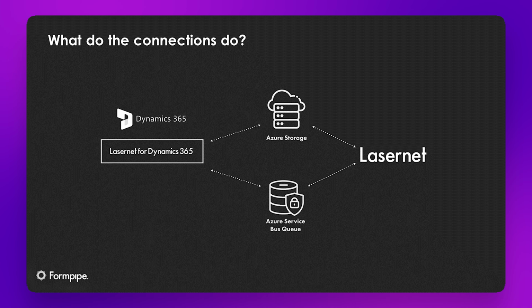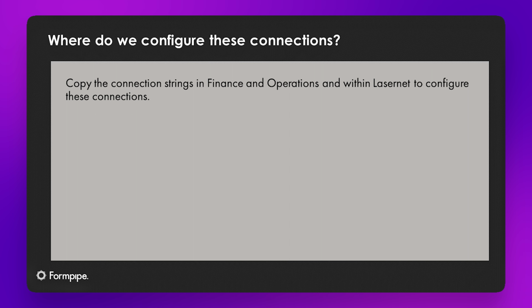So there's two places that we'd need to go to configure those things. First is in finance and operations to define where we're sending stuff to. So where our Azure storage is and where our connection to the Azure Service Bus is. And the second is in Lasernet itself to tell it where to go and look for things. So again, what Azure storage to look into and what Azure Service Bus to look into.